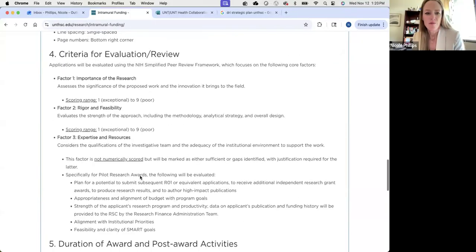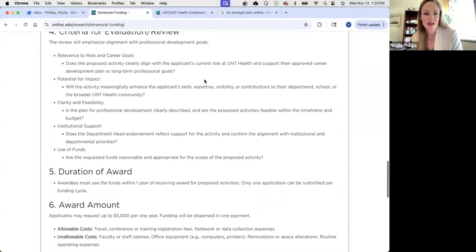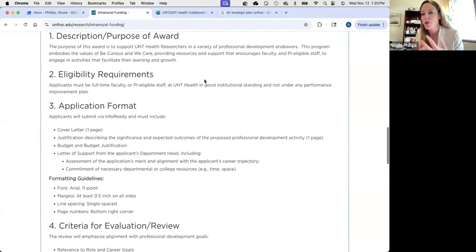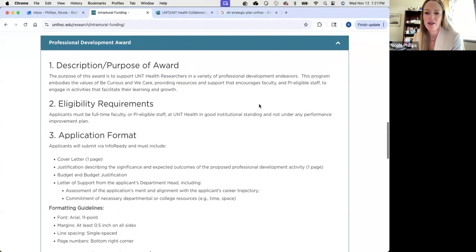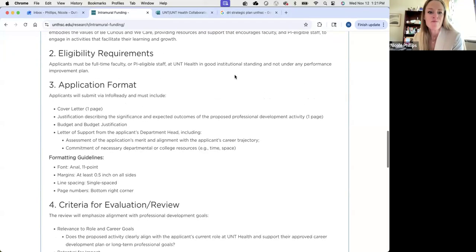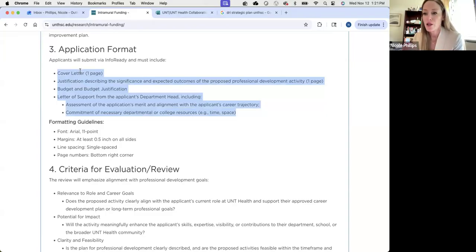So pretty straightforward. The Professional Development Award is one that I think is pretty exciting. It's an opportunity to get some funds to go to a meeting or go to a specific training you have your eye on or something along those lines. So this can be applied to essentially any professional development type of activity. It's a relatively short application format. So just a cover letter, the justification, the budget for what you're doing. You're going to go to this meeting, the registration cost, the hotel, the travel, etc.